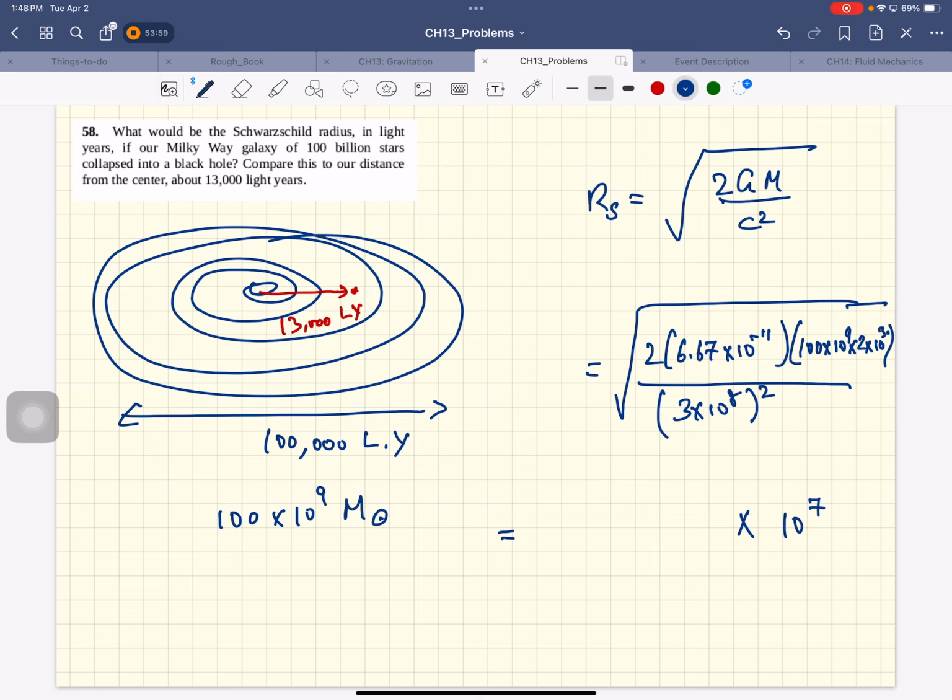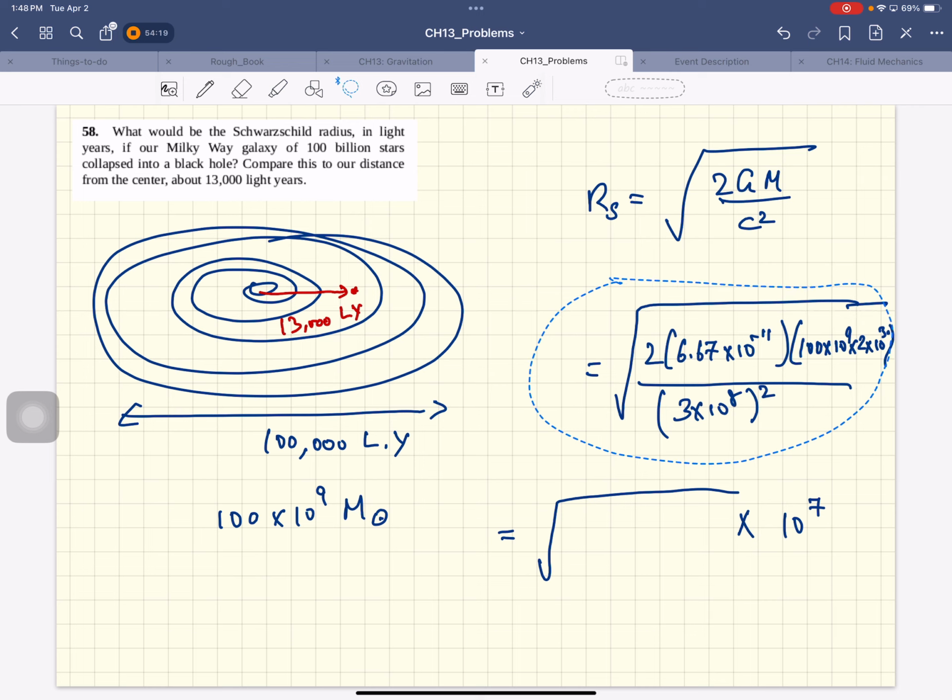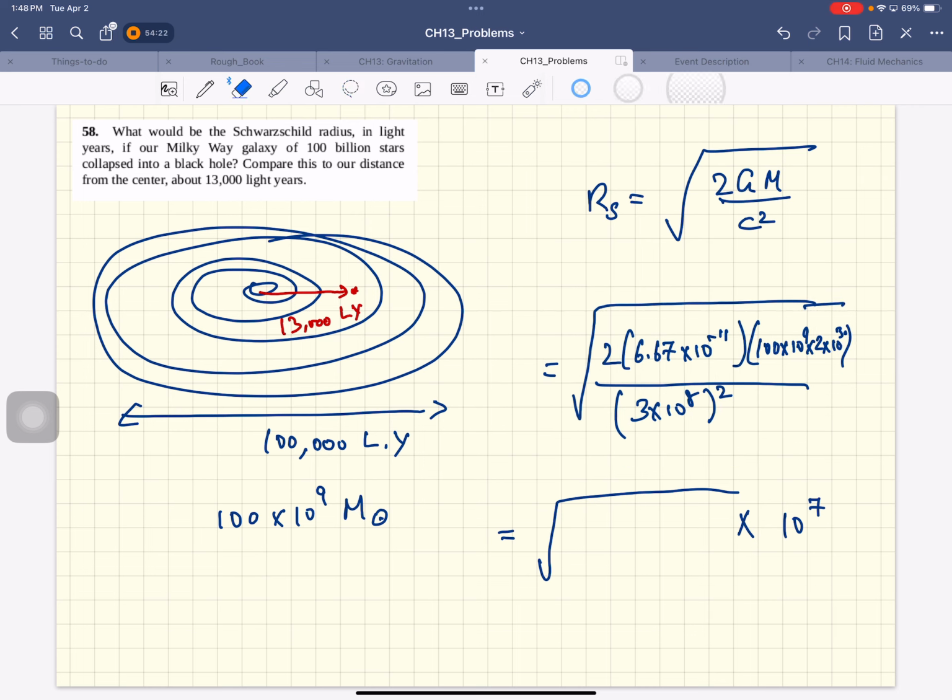Okay. Oh, at the end, is that 10 to the 3 or 10 to the 30? 10 to the 30. That's the solar mass. Sorry. I'll make more room. Okay, and then this is 2 times 6.67 times 2, divided by 9.